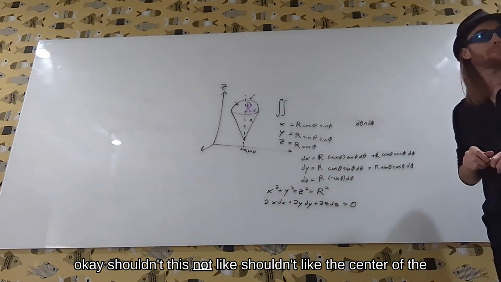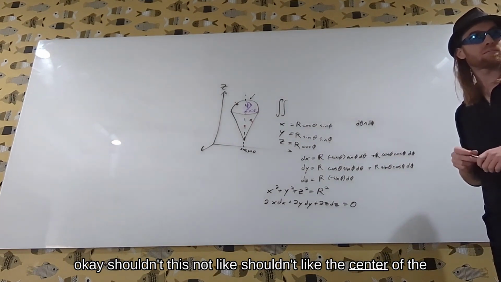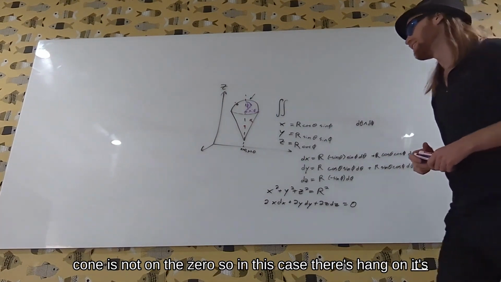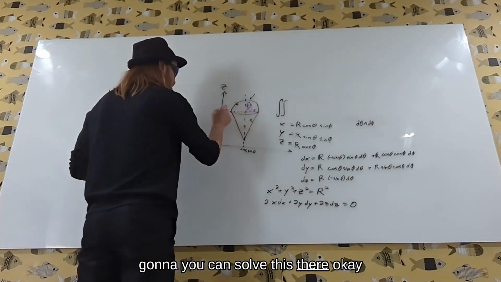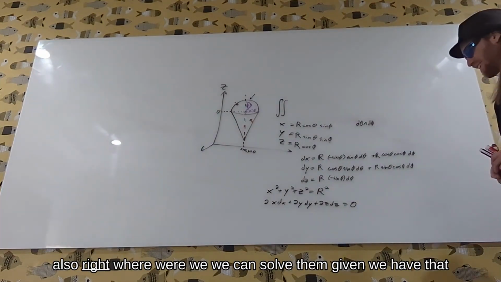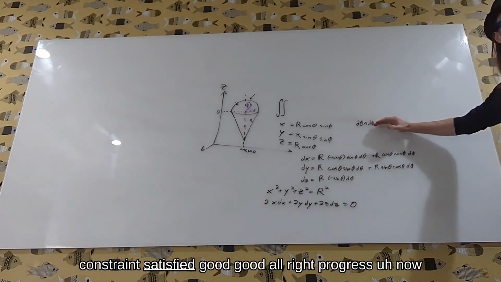Shouldn't the center of the cone not be on the 0? Well, in this case, hang on, it's going to be, it's going to equal. I can solve this. Okay, right, where were we? We can solve them given we have that constraint satisfied.